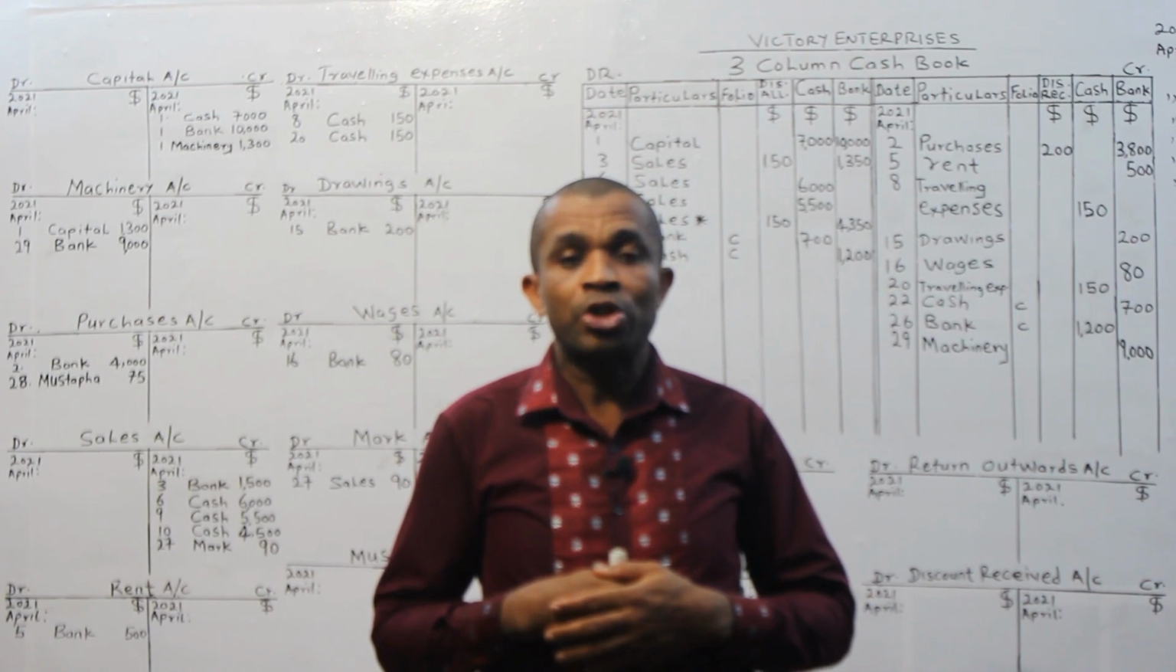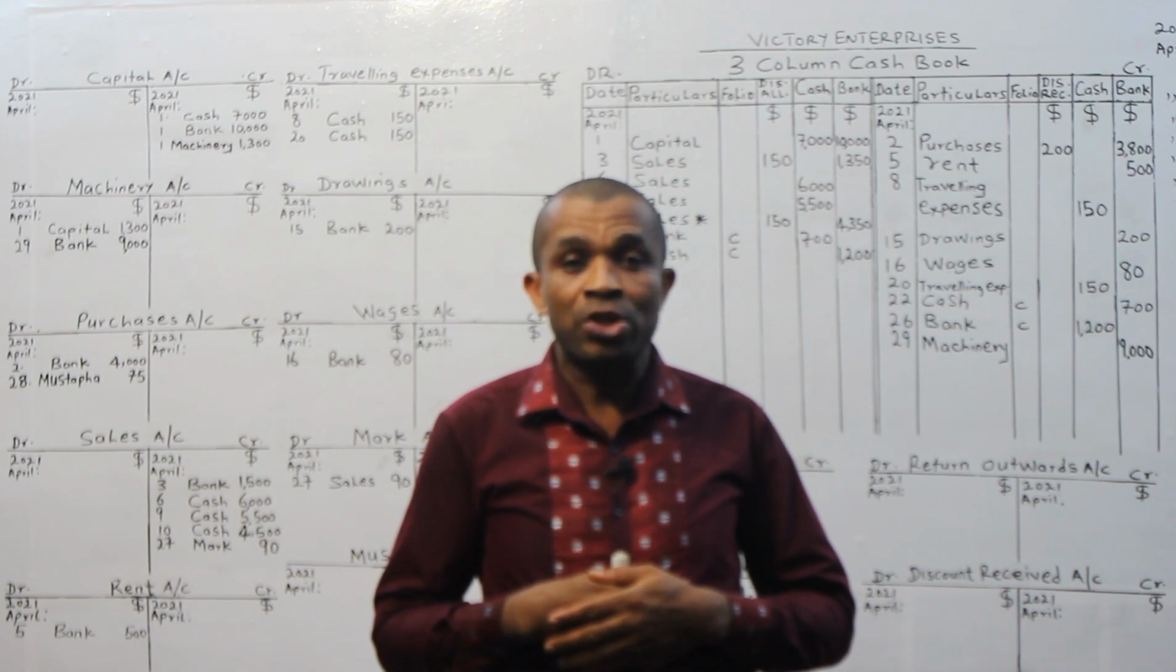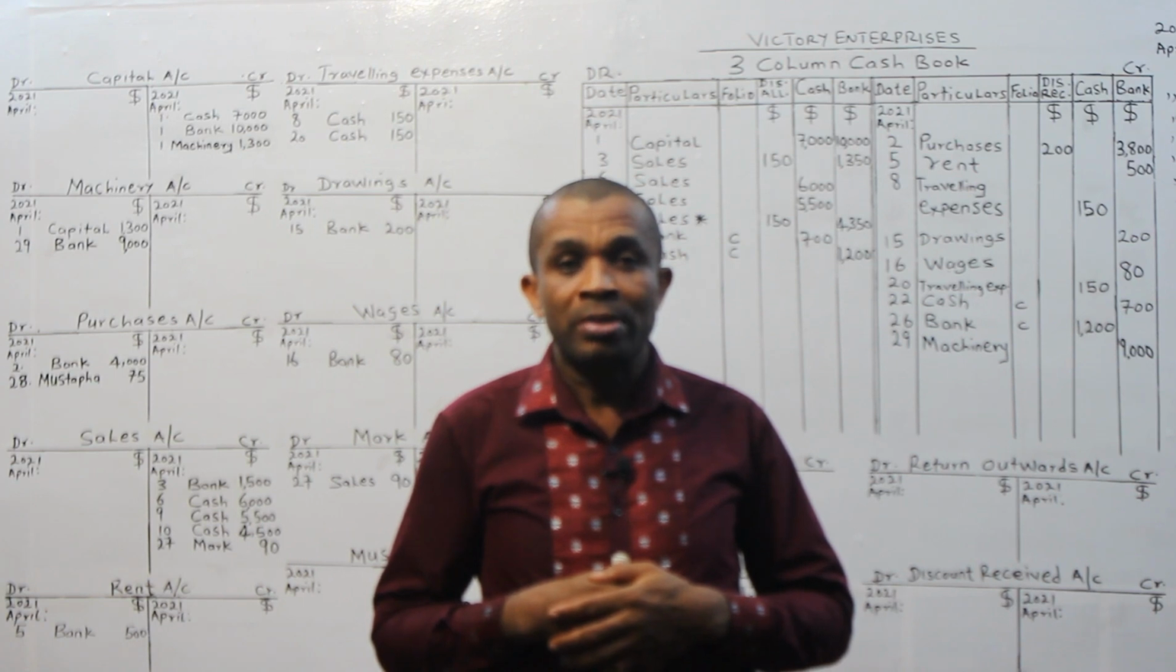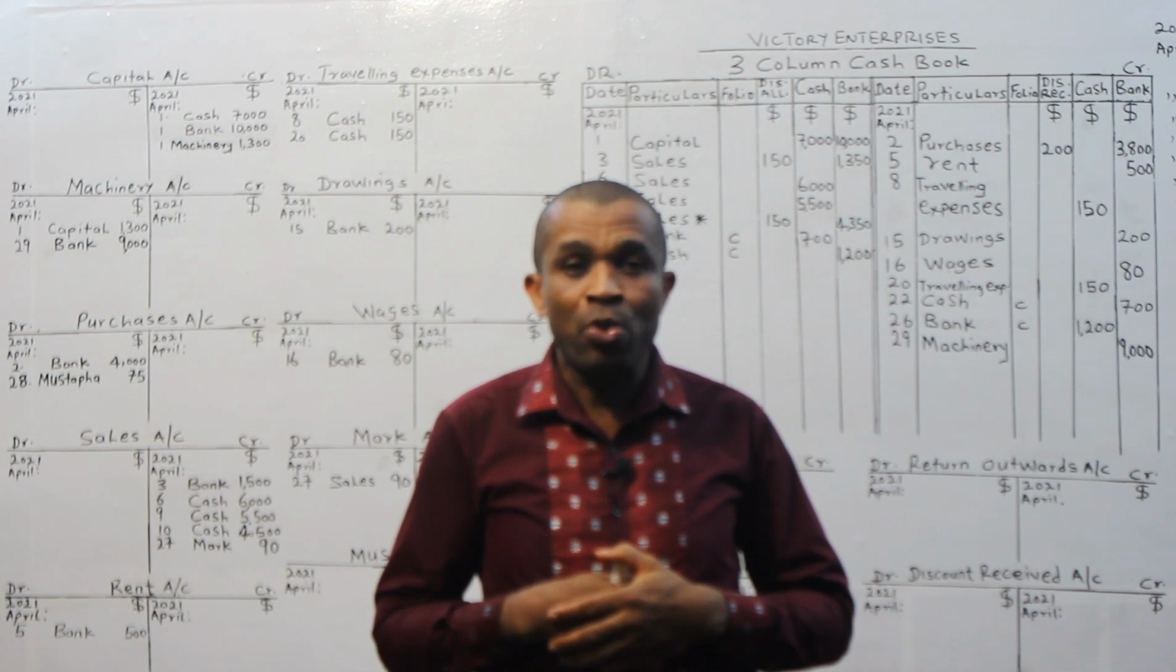2020. On 29th again, Mark returned goods valued at $20. If you watch Mark's account, we previously sold goods to Mark on credit. Some of these goods that were sold to Mark on credit have been returned by Mark. When goods that are sold are returned to us, it is called return inwards or sales return. So the account that we use to receive such goods returned is known as the return inwards account.